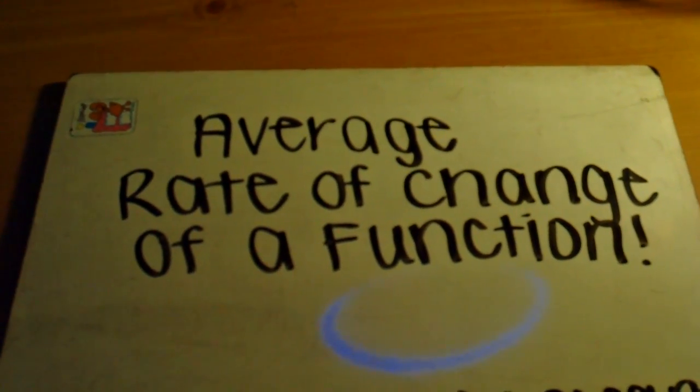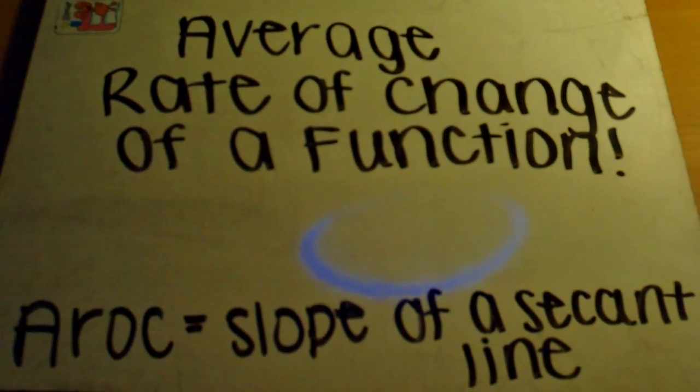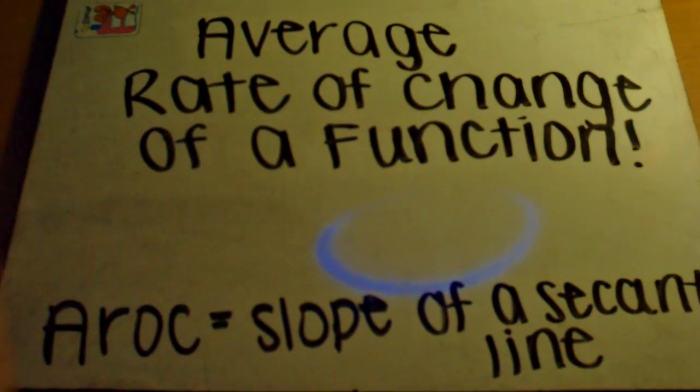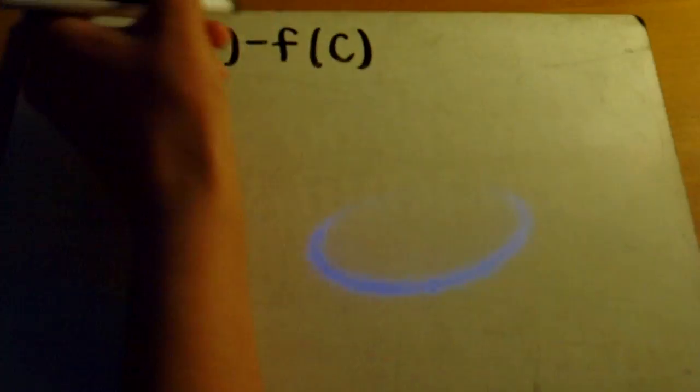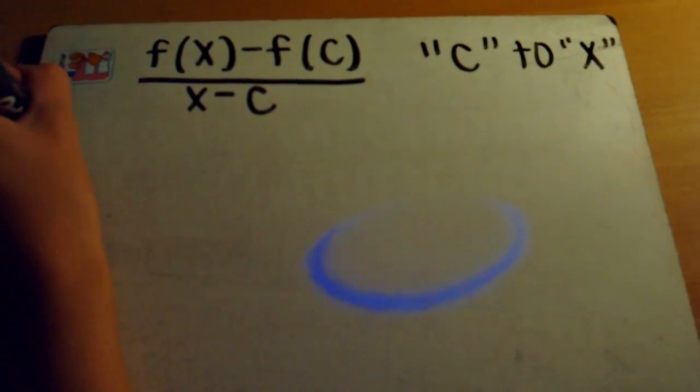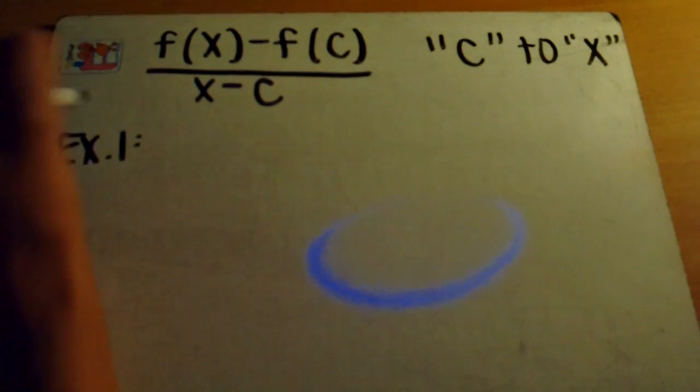Today I'm going to teach you how to find the average rate of change of a function. The average rate of change is equivalent to finding the slope of a secant line. When you're finding the average rate of change, there is a specific formula to follow. The formula is f of x minus f of c all over x minus c. The average rate of change goes from what they call c to x. So we're going to do an example to show that.